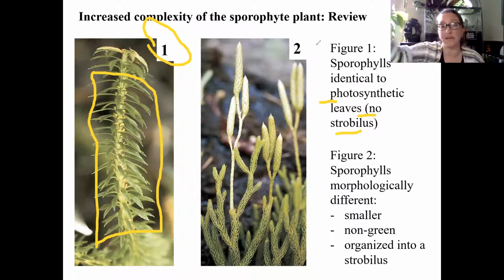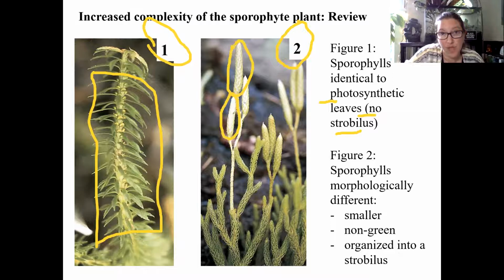But when you get to the more advanced members of Lycopodium, as shown here in 2, sometimes you'll see sporophylls looking a little different in that they are smaller. They are not green, which means they're not doing photosynthesis. And they're sometimes organized into a strobilus. Here is a strobilus. Here's a strobilus. Each of the things on this strobilus are sporophylls. They're not green. If you're going to be organized into a strobilus, you have to be small, smaller than if you're not, because you have to fit. You have to fit on this thing.